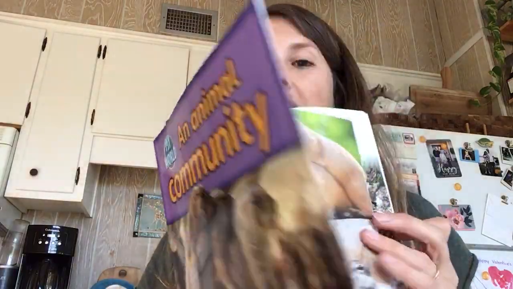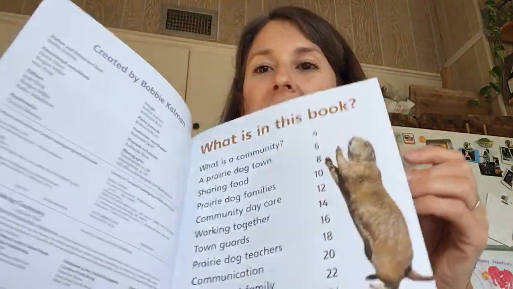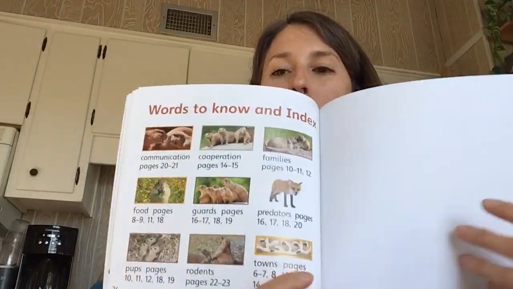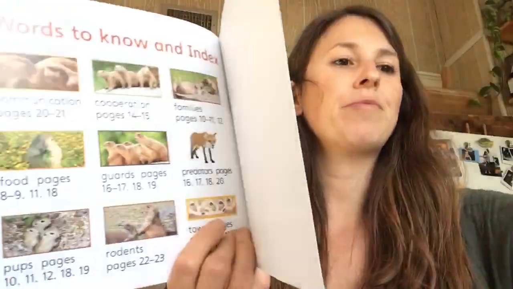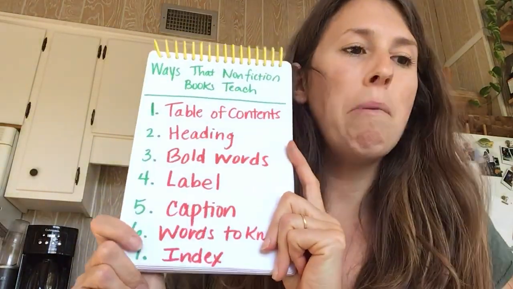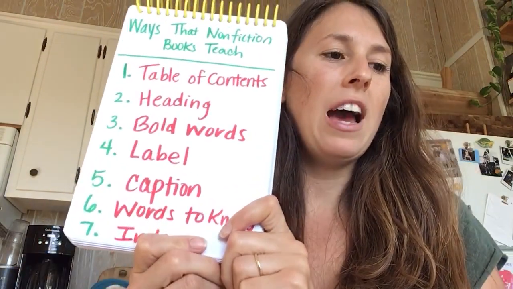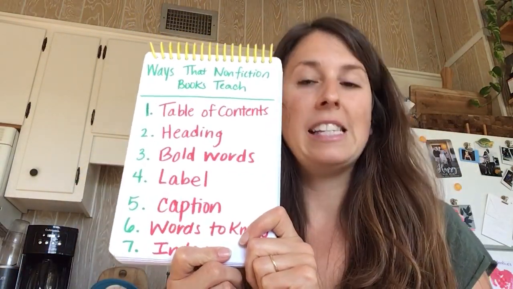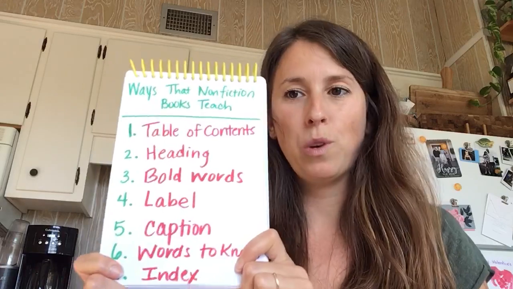So the table of contents is in the beginning. The index is always in the back, words to know. Wow, we did a lot of thinking work today. Readers use all of these text features to help us understand and learn. So as we continue our unit of study on nonfiction, we will practice using these awesome text features to help us identify important information and discover new facts about the topics we read.